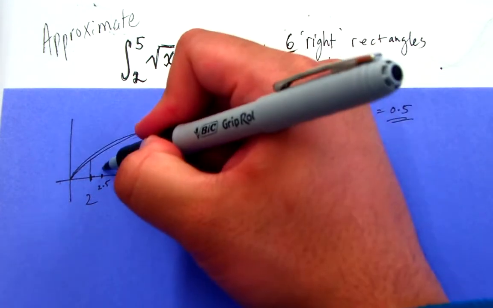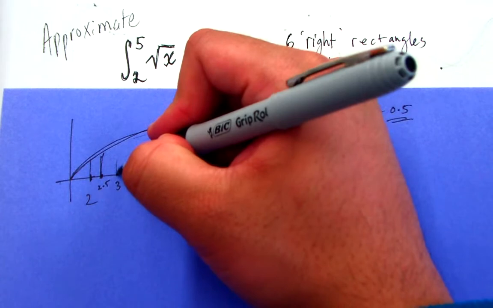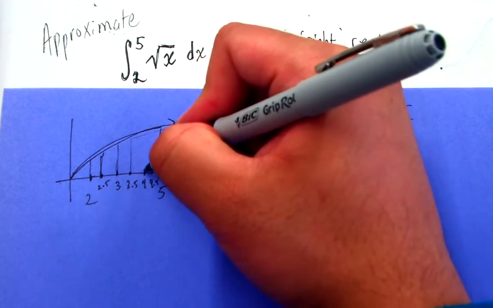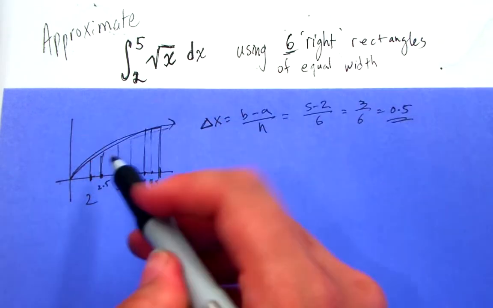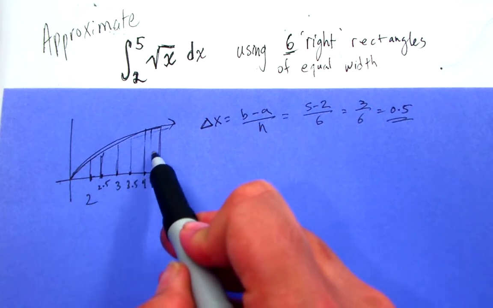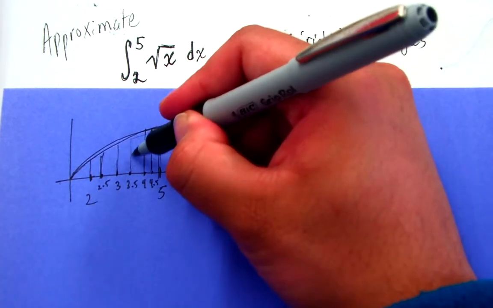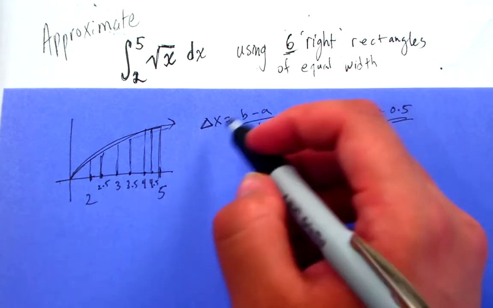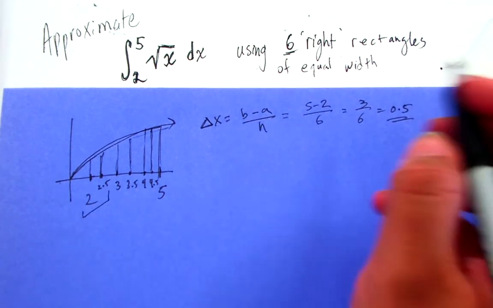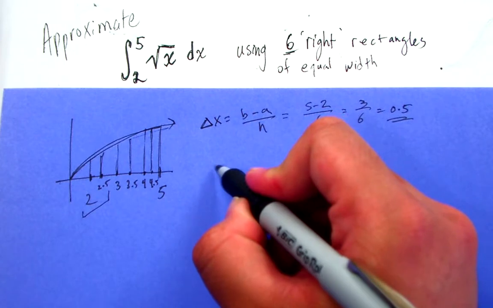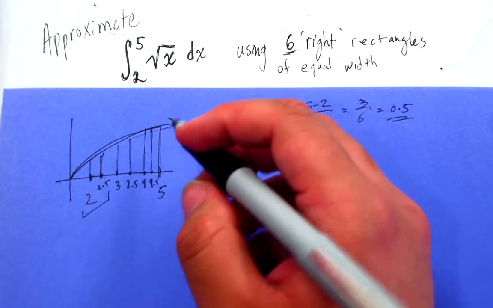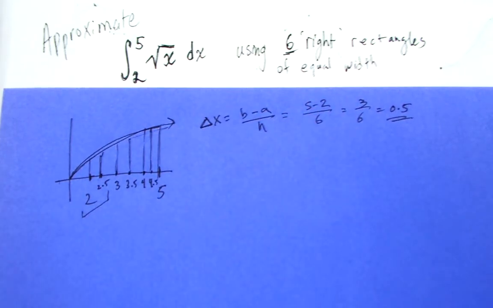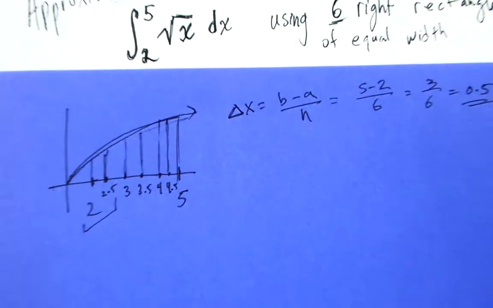So my rectangles would look something like this. I'd have 1, 2, 3, 4, 5, and 6. They're not quite equally spaced, but you get the idea. So my first interval is from 2 to 2.5. There's going to be base times height for each rectangle.